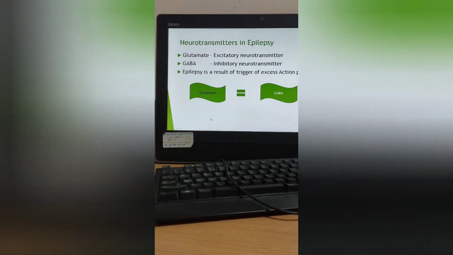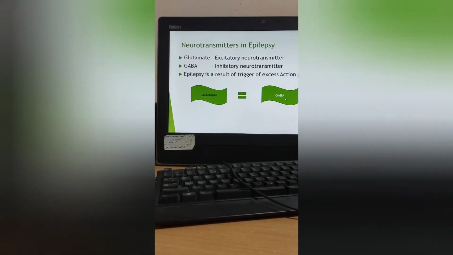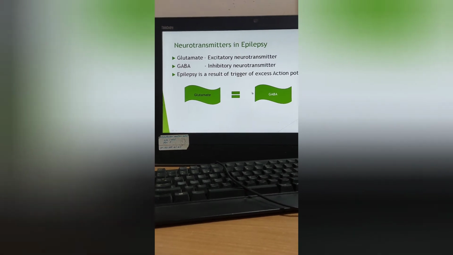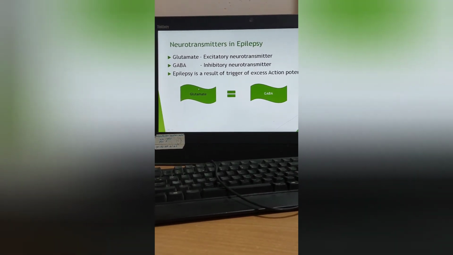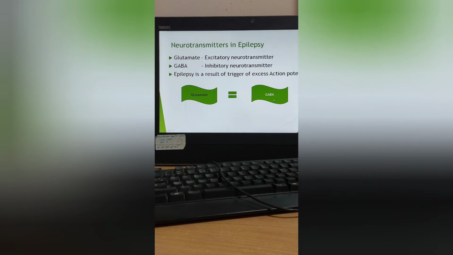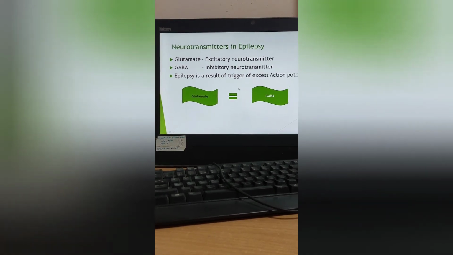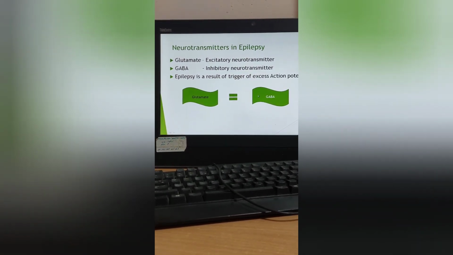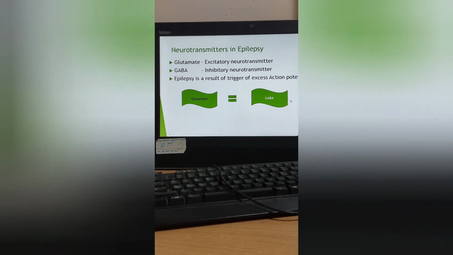Glutamate is an excitatory neurotransmitter and GABA is an inhibitory neurotransmitter. If there is an excess of glutamate or a decrease in GABA, it may trigger seizures. So glutamate and GABA should be kept in equal proportion.